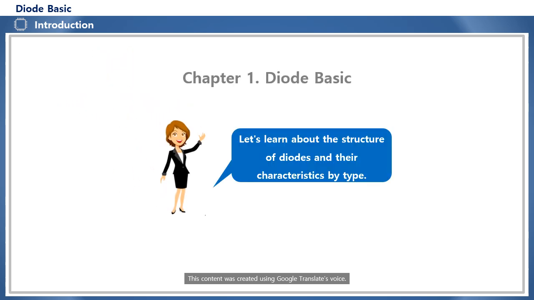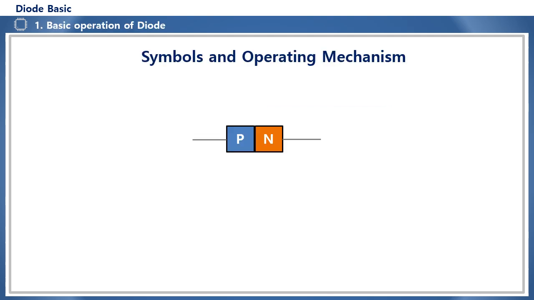Let's learn about the basic operating structure and characteristics of each type of diode, the most basic semiconductor device. The diode component has a p-n junction structure. The p-type semiconductor side is called the anode, and the n-type semiconductor side is called the cathode. It allows current to flow only from the anode to the cathode, and does not allow current to flow in the opposite direction. In other words, it is a device that allows current to flow only in one direction, and is used for rectification, switching, etc.